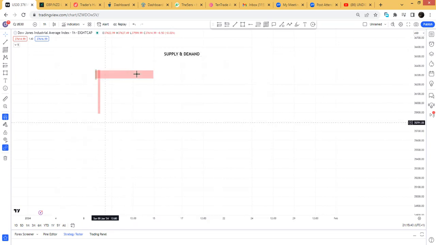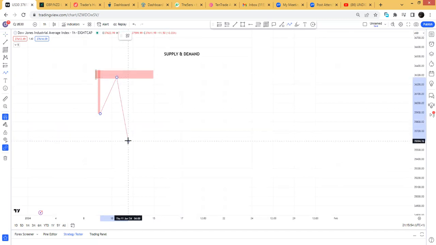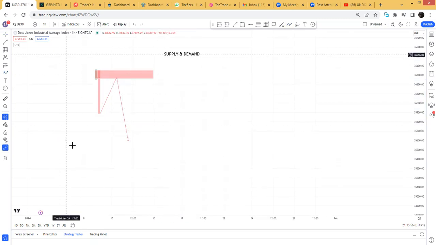So this is what you're going to be looking out for if you intend to take a sell. And typically what will happen in this kind of scenario is that your trade is going to come to this supply zone, tap in, and then drop. Okay, so this is a supply zone.